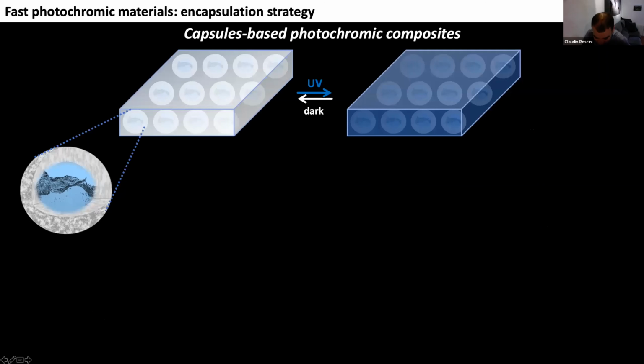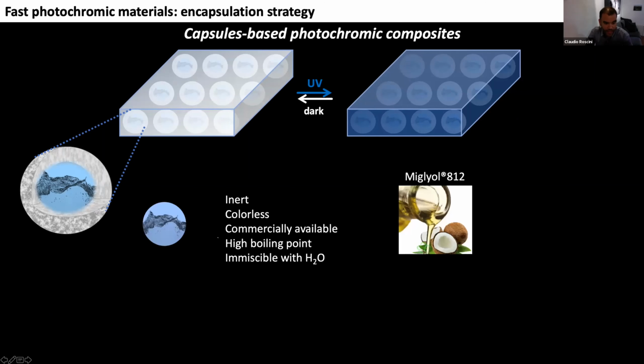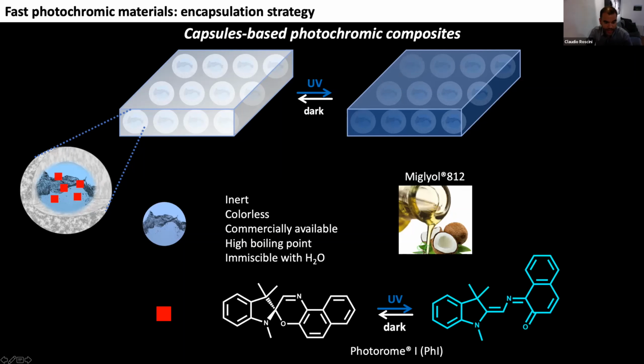So here we came with our encapsulation idea. If we make a composite of capsules where we have an oil core, like for example a colorless inert oil with a very high boiling point to provide certain stability to the capsule and immiscible with water, then we can add some photochromic dyes inside the solutions, like for example this. And now we guarantee that the interconversion rate, since the dye is in solution, is going to be fast, even if we have a dry solid capsule.